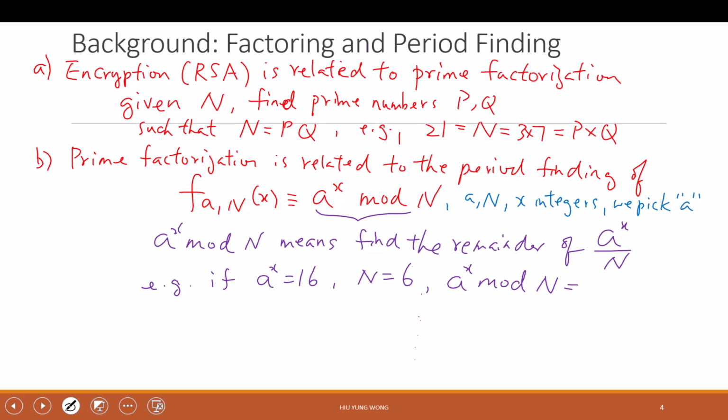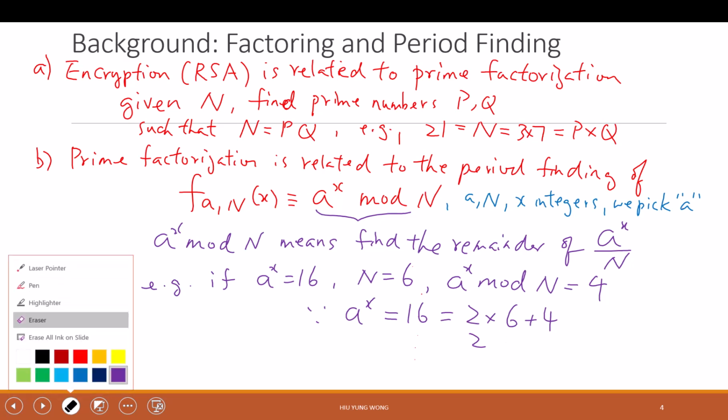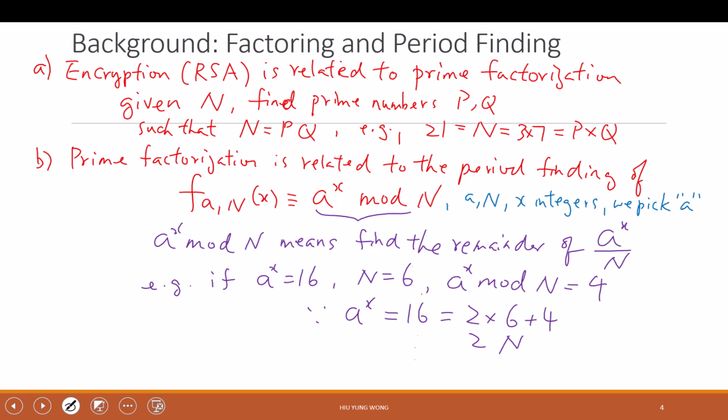Someone says 4. Why? Because a to the power x equals 16, which is equal to 2 times 6 plus 4. This is 2n. Is this okay? So very simple, right? It is just that the equation or the symbol looks very confusing. But after all, something modulus n means that you divide by n and find the remainder.